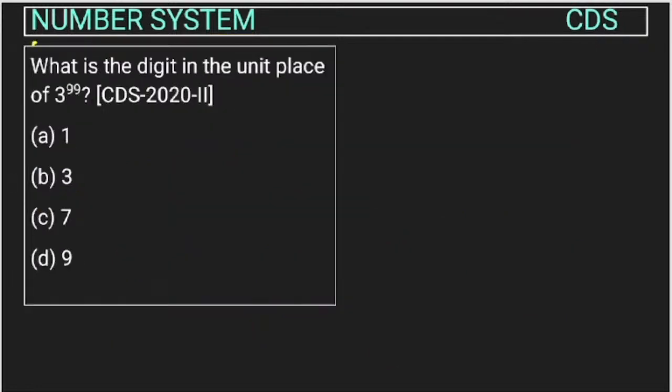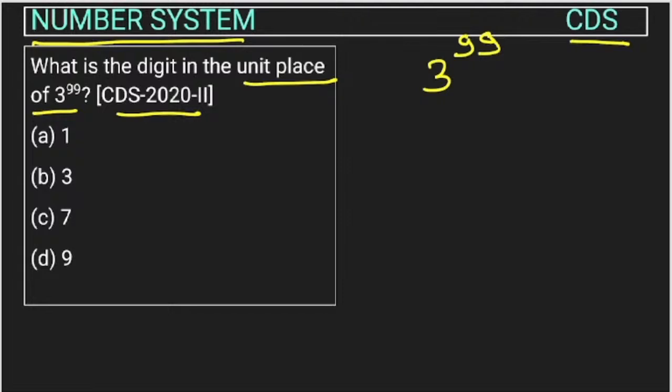Now this is a question from number system asked in CDS exam of 2020. So what is the digit in the unit place of 3 to the power 99? So the number is 3 to the power 99 and we have to find the unit digit. So how we will do this kind of question? We will divide the power. So 99 is the power, we will divide it by 4.